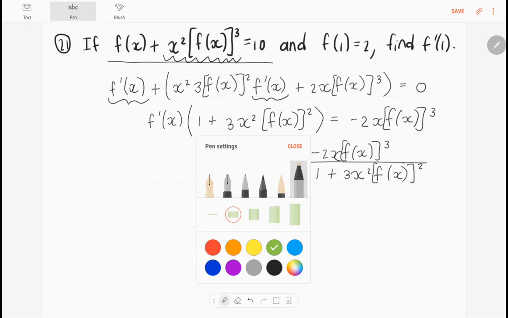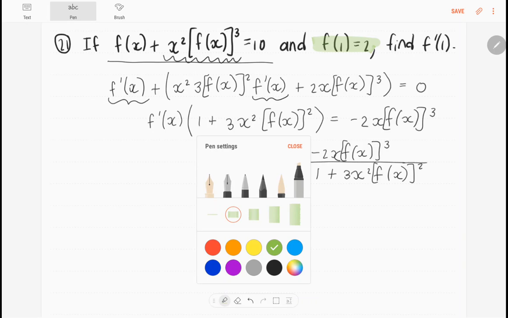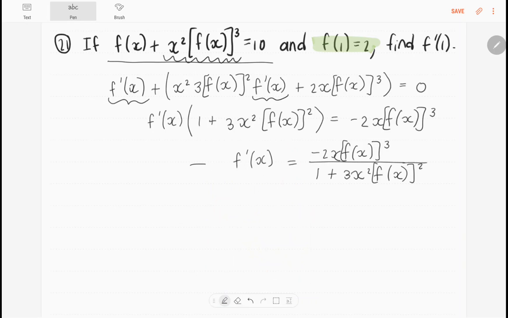that when x equals 1, we have f of 1 equals 2. So what we are going to do now is we are just simply going to substitute into this equation the values when x equals 1 and f of 1 is going to be 2.